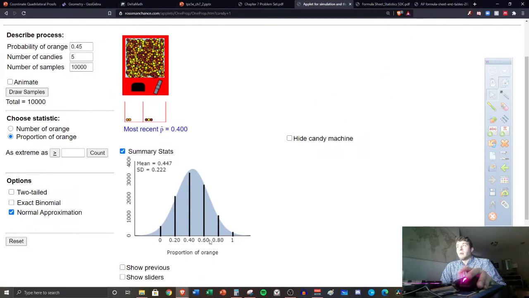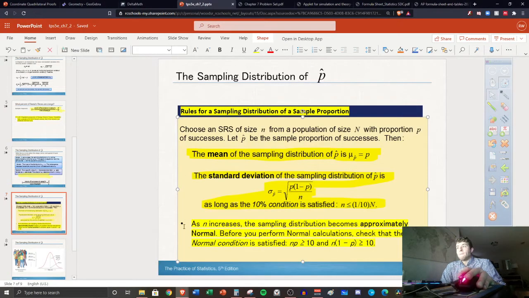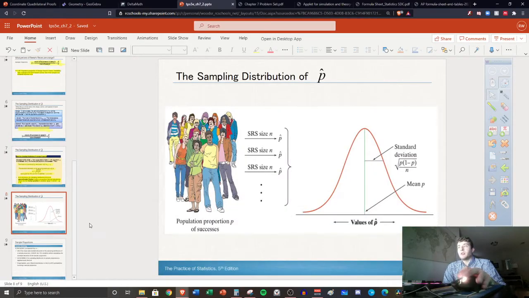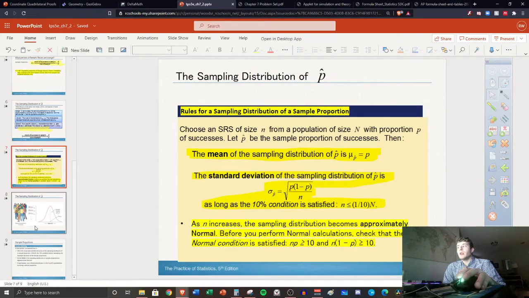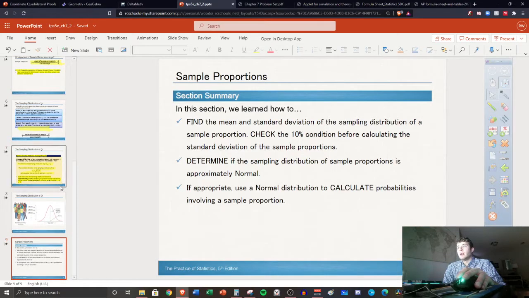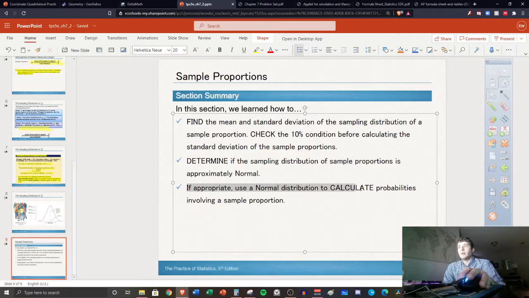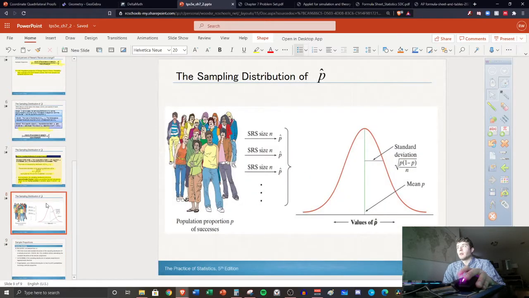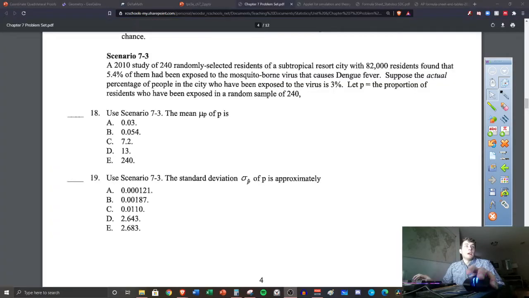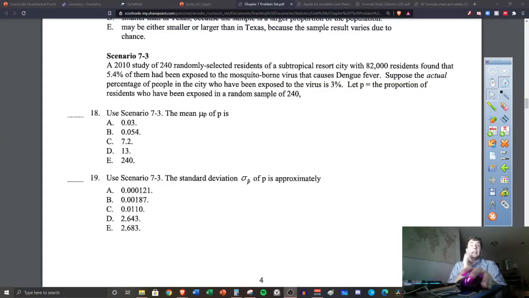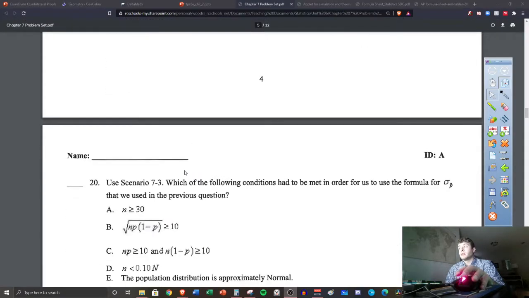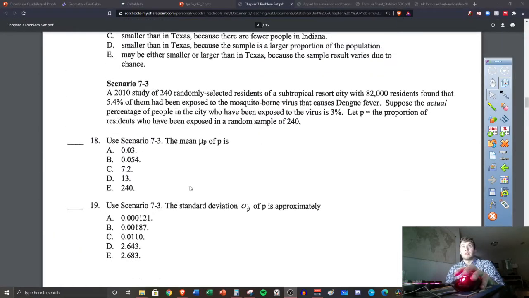Those are the main rules that I wanted to introduce today. And when you show that a sampling distribution is normal, you're able to perform normal distributions. So that's one of our objectives, is use normal distribution to calculate probabilities involving a normal population. So let's go ahead and look at an example on our problem set. We're on number 18 and 19 to start. We'll actually do all the way through 21 here, so we're going to do this whole problem.